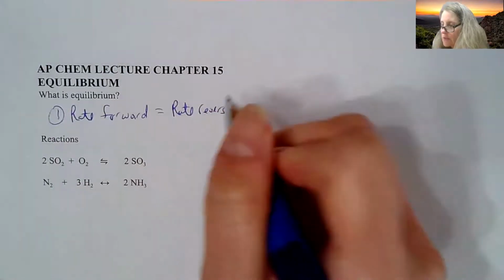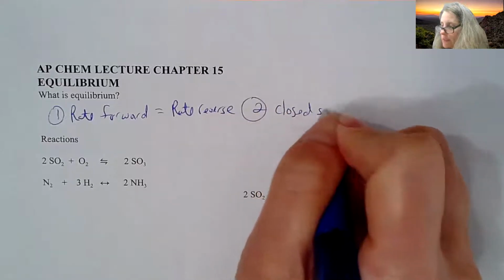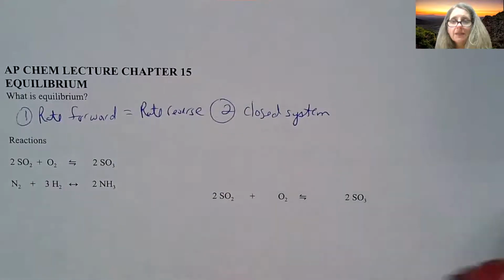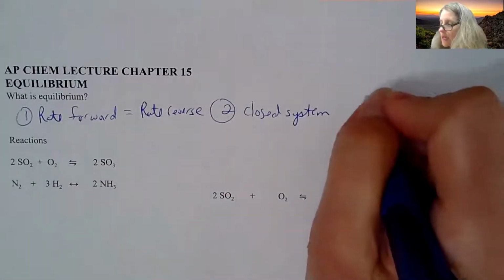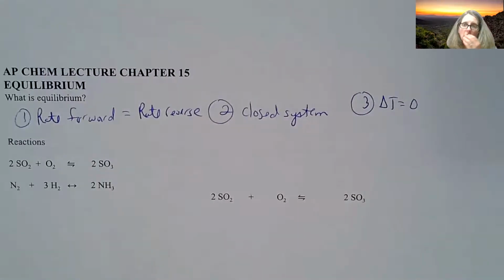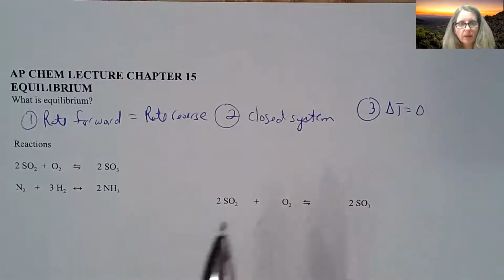Okay, and so two other things to talk about. One is it's a closed system, so that means nothing else is going to come into that equilibrium. And we are going to assume that there's no change in temperature, okay? Just to keep everything the same across everything that we're talking about.